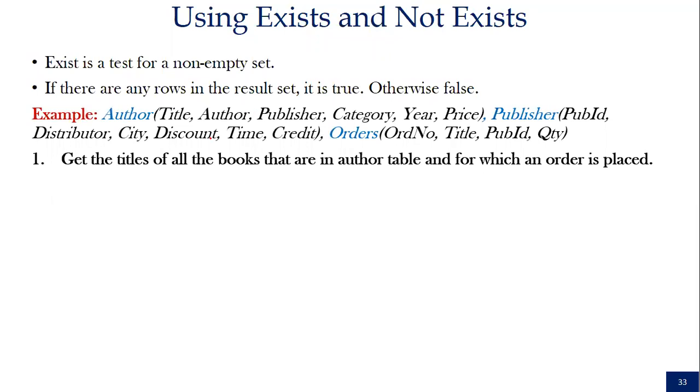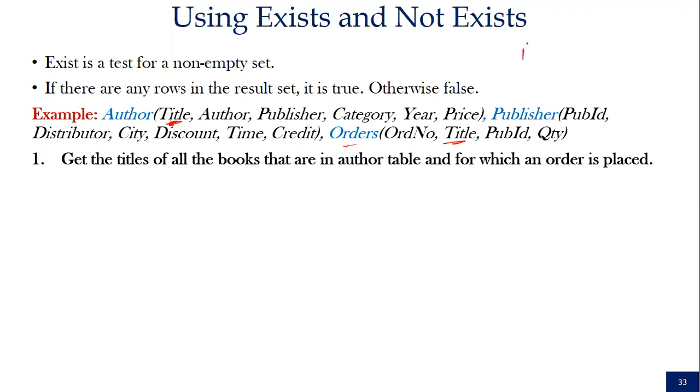Okay, so you can see the example: suppose I write, get the titles of all the books in the author table for which an order is placed. We have to just receive the title of the books, and the titles of the books are provided here. We have to see only those titles for which an order is placed. In the order table, the titles are also given, so we have to match author.title with order.title. For a title, we have to pick up a title provided in the author table.